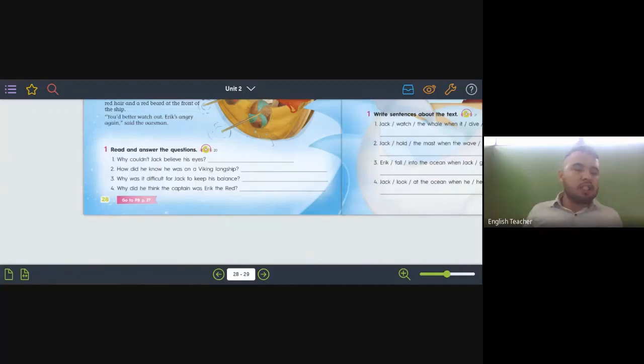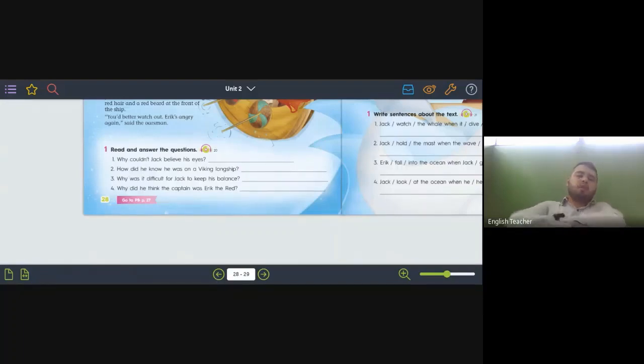The ship was rocking. So the answer to number three, why was it difficult for Jack to keep his balance? Because the ship was rocking, just in that way. And then we have number four.